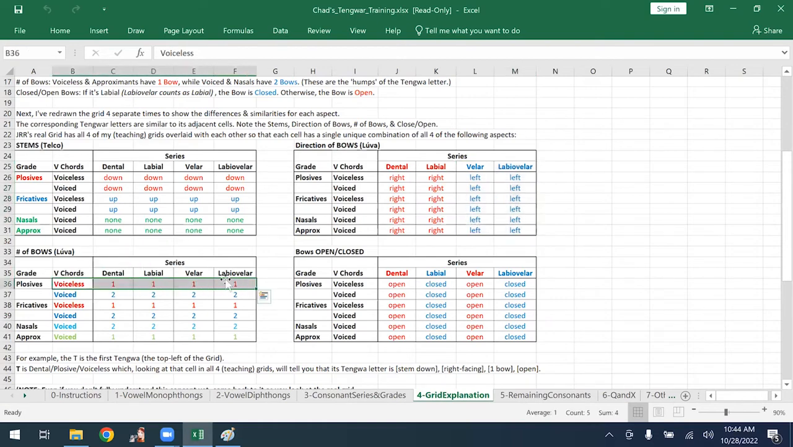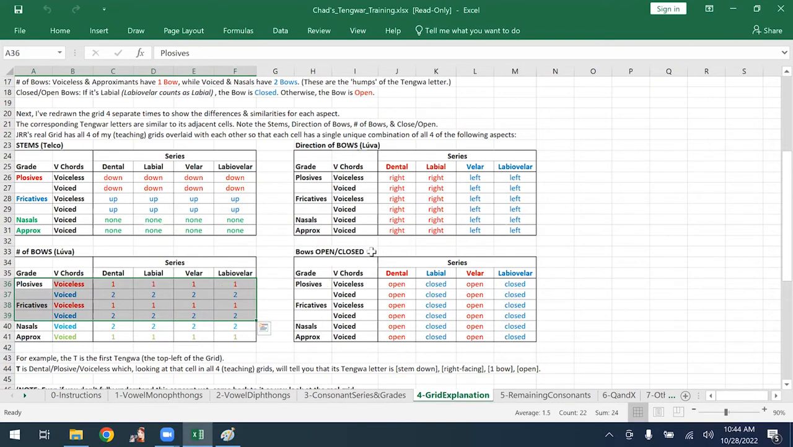Voiceless is always 1 bow. Voiced is always 2 bows. Now, when you get down to the nasals and approximants, you can't follow that rule because approximants are also voiced. So they're outliers because nasals and approximants are both voiced. But for the top 4 rows here, voiceless is 1, voiced is 2.